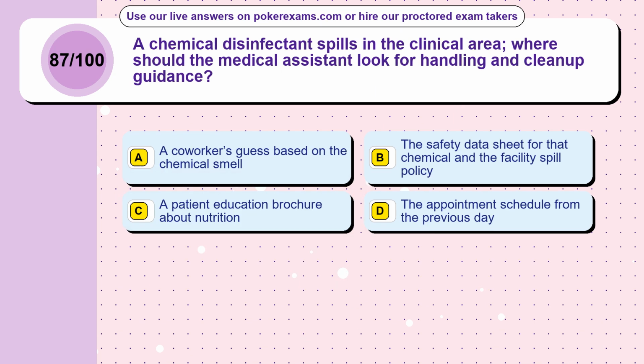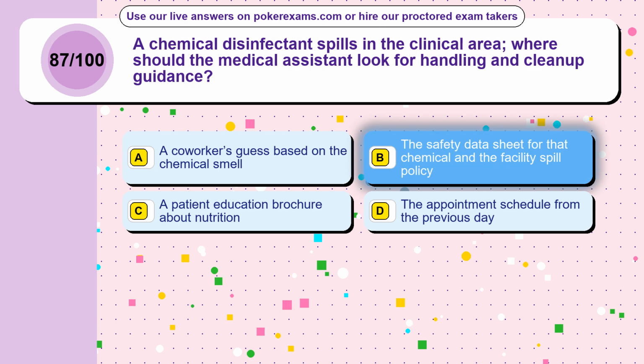A chemical disinfectant spills in the clinical area. Where should the medical assistant look for handling and cleanup guidance? Option A. A coworker's guess based on the chemical smell. Option B. The safety data sheet for that chemical and the facility spill policy. Option C. A patient education brochure about nutrition. Option D. The appointment schedule from the previous day.